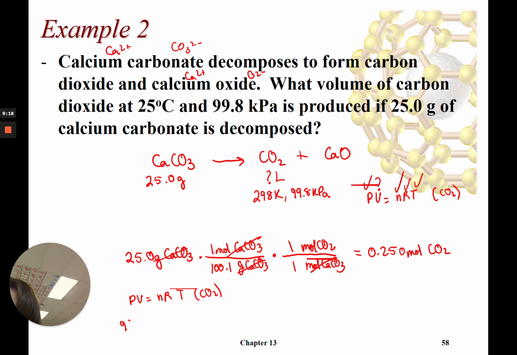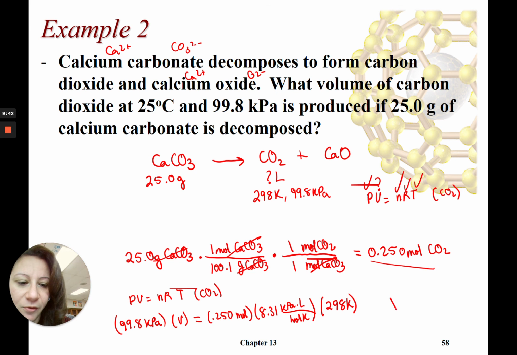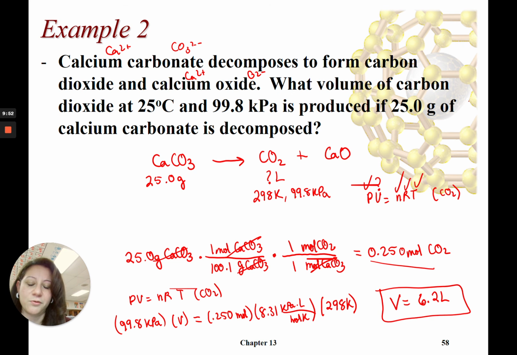So my pressure is 99.8 kPa. My volume is what I'm solving for. My n, I just found out to be 0.250 moles. My R, since I'm using kPa, is 8.31 kPa times liters per mole Kelvin. And my temperature is 298 Kelvin. Plug that into your calculator to find the volume. And it is 6.2 liters of CO2.